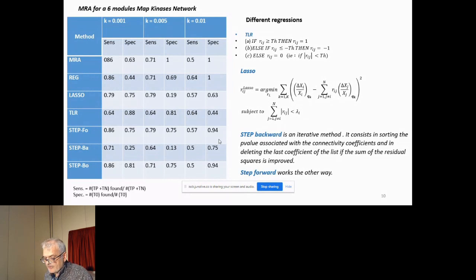TLR consists in putting a threshold on the magnitude of the connectivity coefficients, and we take 25% of the maximum absolute value of connectivity coefficients. Step backward is an iterative method. It consists in sorting the p-values associated with the connectivity coefficients and deleting the last coefficient of the list if the sum of the residual squares is improved. And step forward works the other way: we keep the best coefficient to reduce the residual variance of the regressions. And finally, lasso consists in penalizing the L1 norm of the parameters of the regressions.